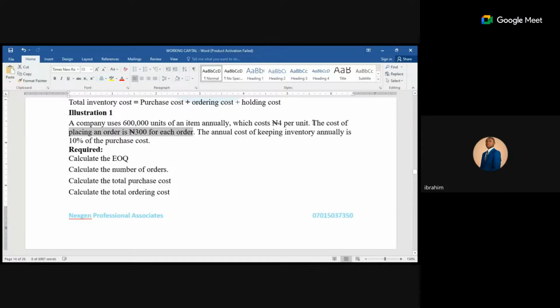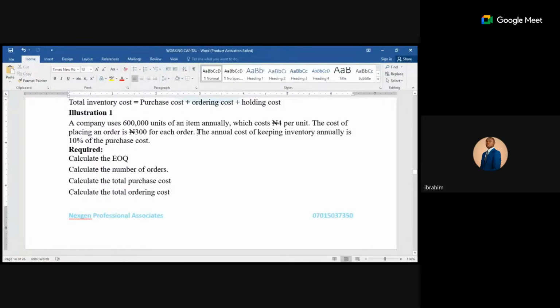Ordering cost is per order. One order, 300 naira. Remember, what they need is 600 units.